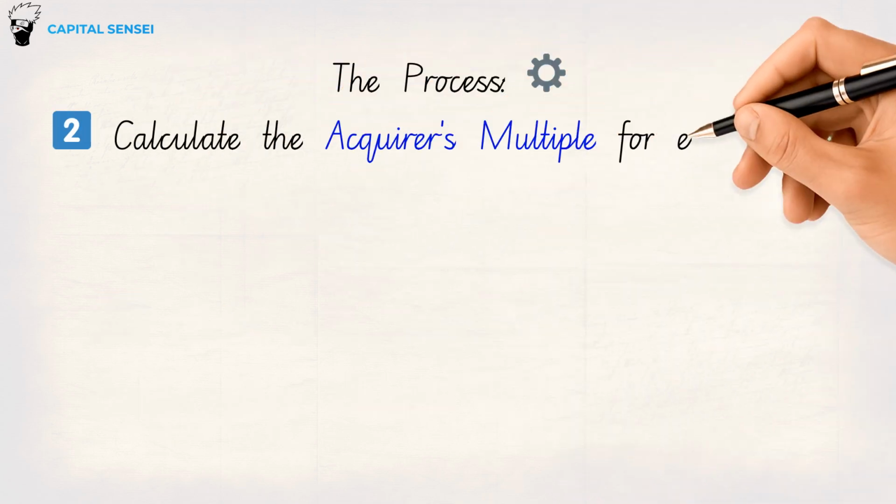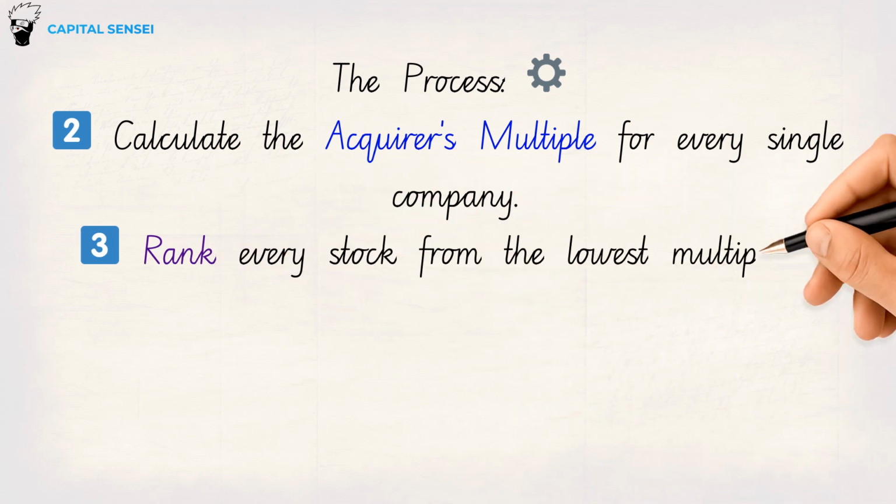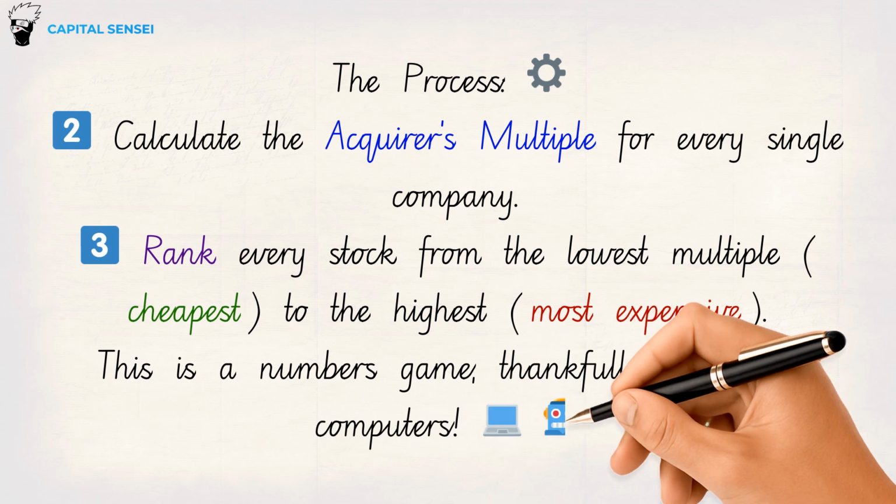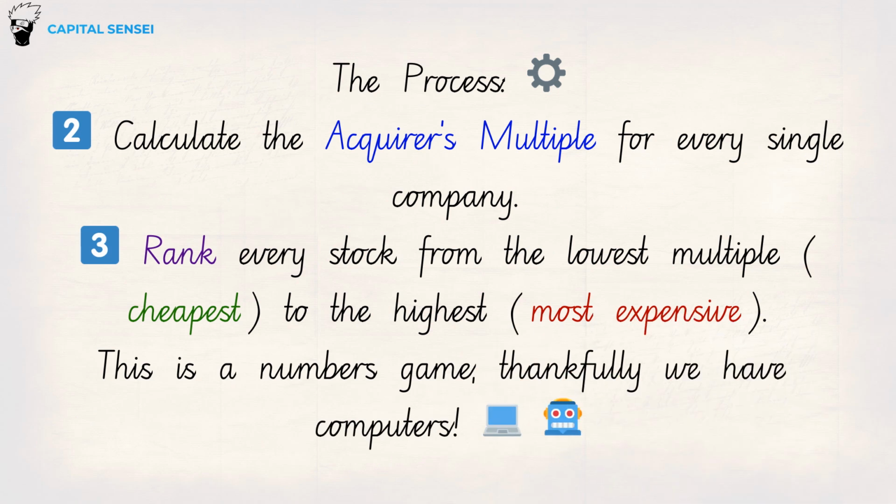Next, for every single company in that universe, you calculate its Acquirer's Multiple. Yes, all of them. This is a numbers game. You need to calculate the enterprise value and the operating earnings for thousands of companies. Thankfully, we have computers and financial data services that can automate this process. You then rank every stock from the lowest Acquirer's Multiple, the cheapest, to the highest, the most expensive.